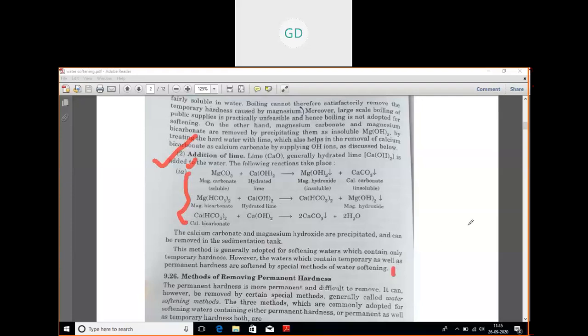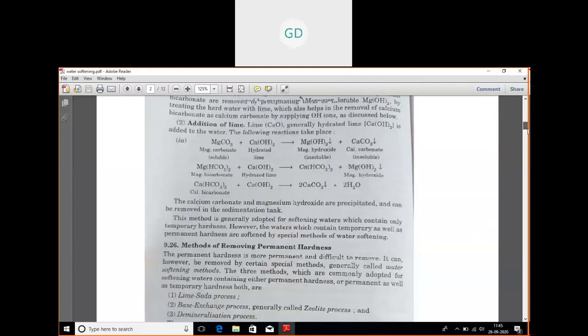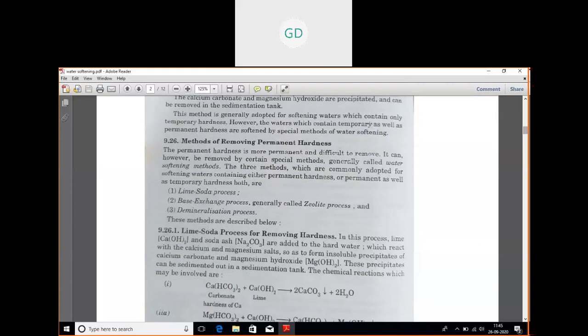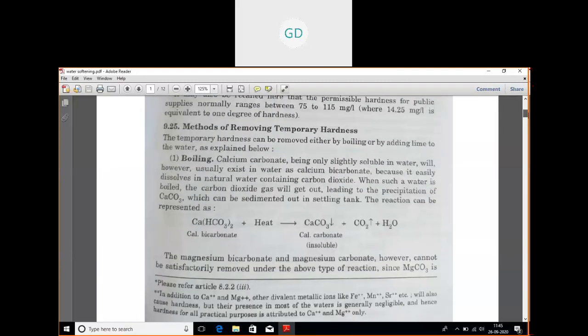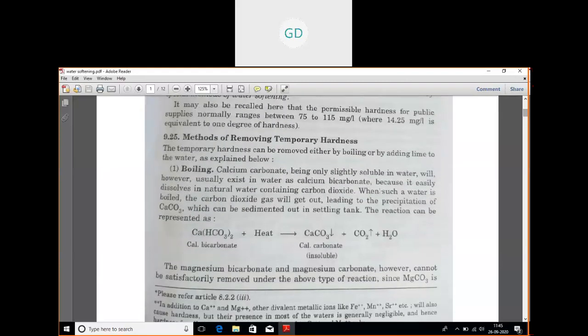Then for removing your permanent hardness, again there are methods. Ma'am, can you show the boiling definition? Actually, not a definition. It is just the process written as it is. You can see here while boiling, what gas is evolved, what gases go up.